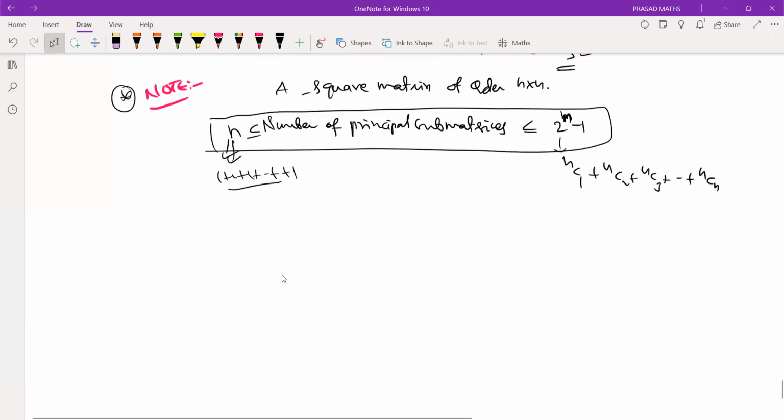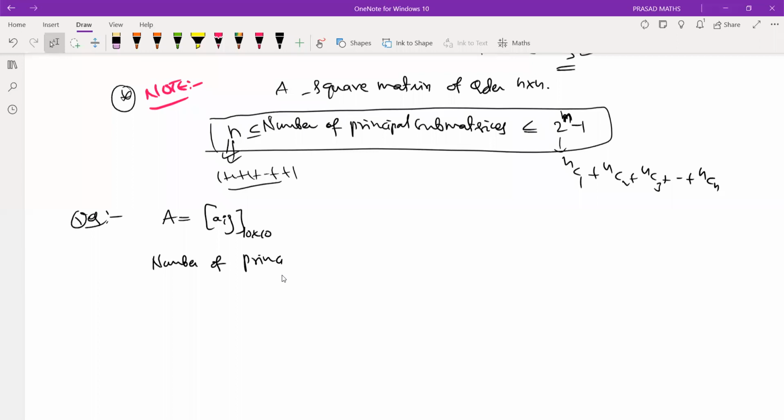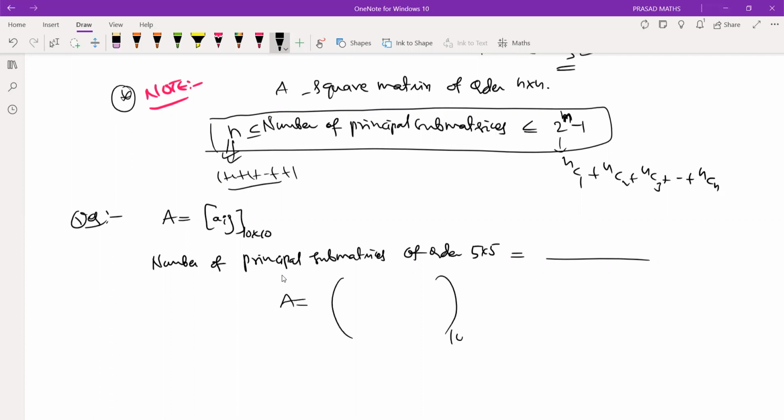Suppose problem number 1. Suppose A is a matrix of order 10 by 10. The question is: what is the number of principal submatrices of order 5 by 5? Yes or no, is it clear?